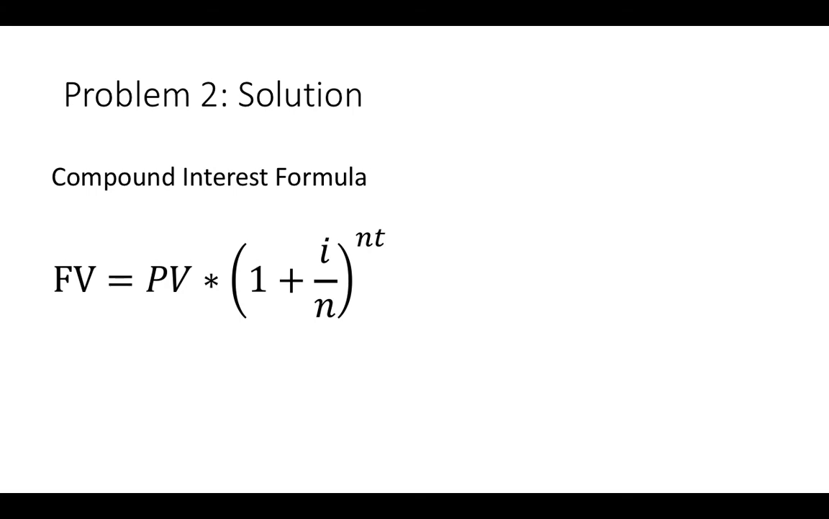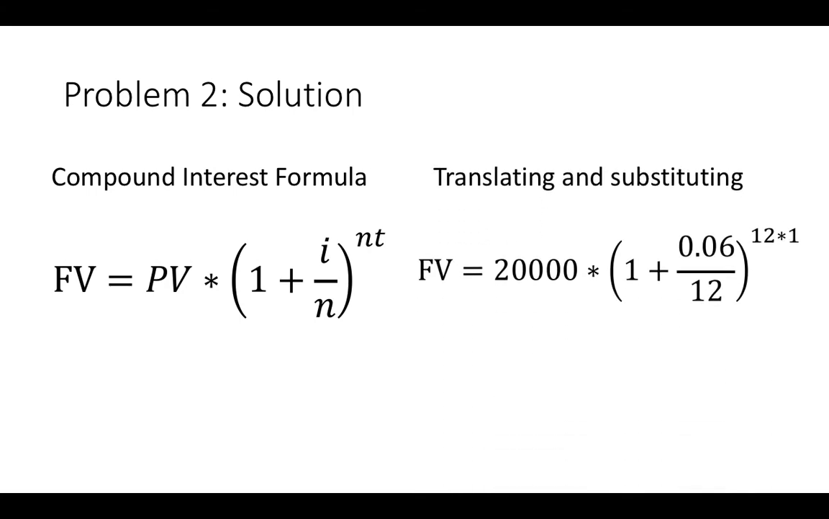So let's go over the solution. We're going to use the compounding interest formula, and we're going to substitute the values that we have in this problem instead. So the present value is still 20,000, interest rate still 6%, but now because we're compounding monthly, we're going to be using an n of 12. The problem still asks how much the lump sum of 20,000 is going to be worth after 1 year, so t is still going to be 1.